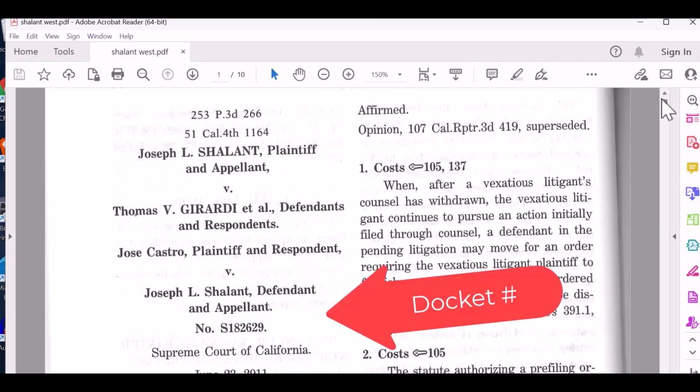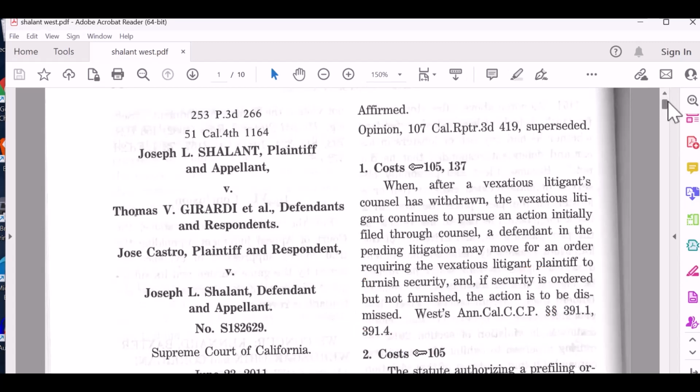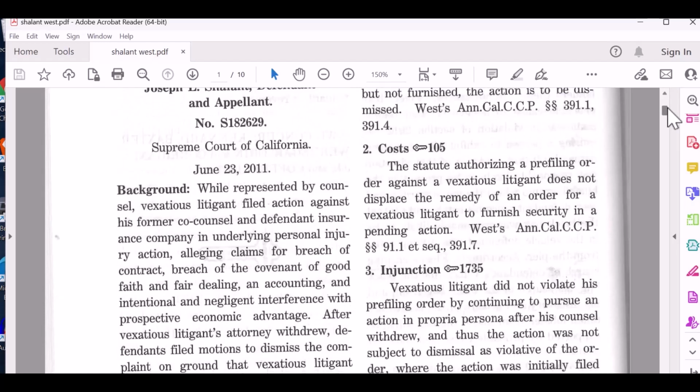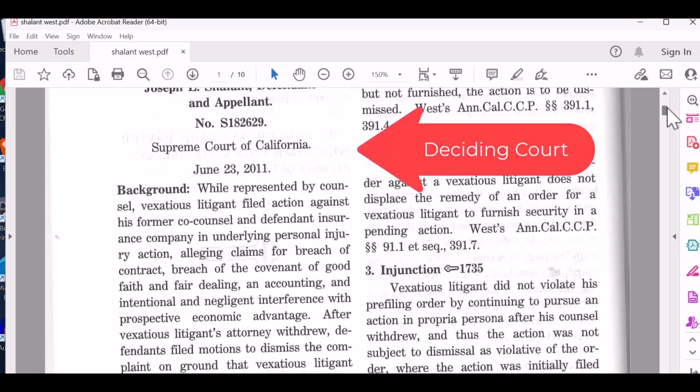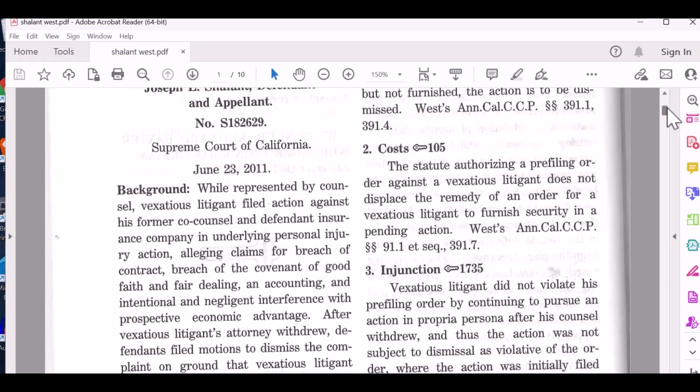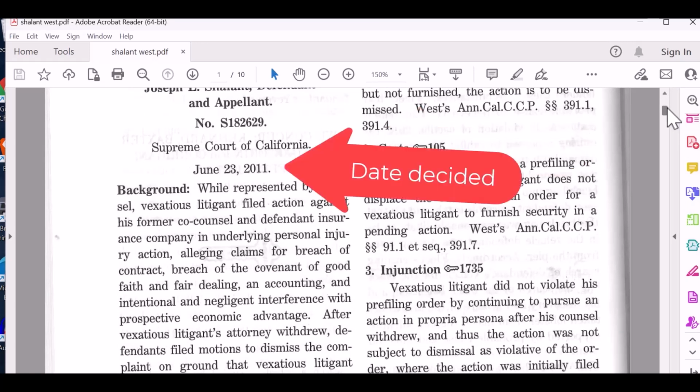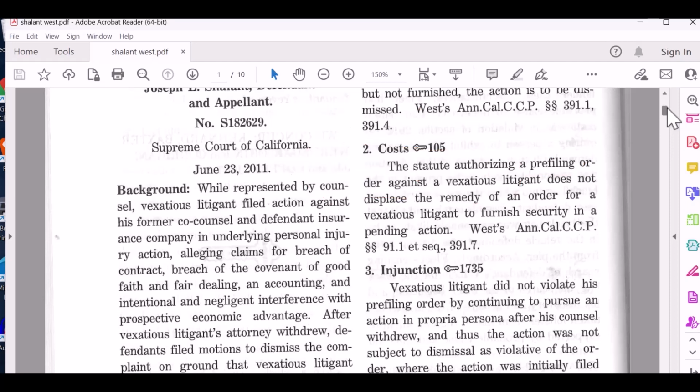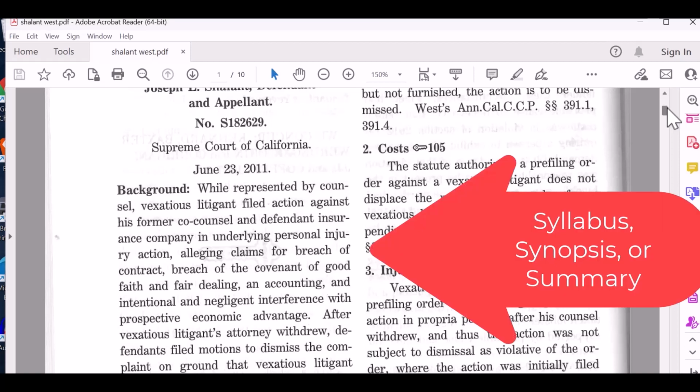Now below their names is the docket number in the Supreme Court. So it's docket number S182629. It's telling you that it is the Supreme Court of California that decided this case and that you're looking at, and that it was decided on June 23rd, 2011. Now, where it says background, this is what librarians call either the synopsis, the syllabus, or the summary.